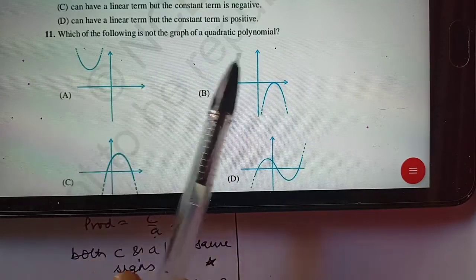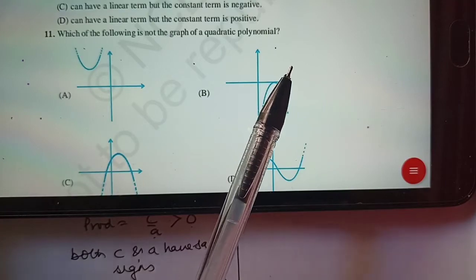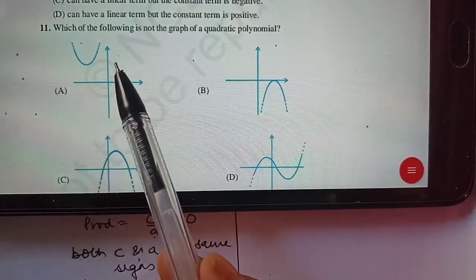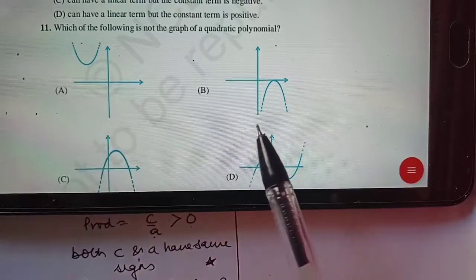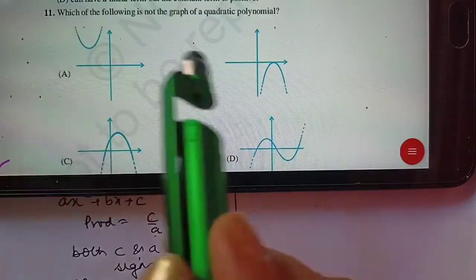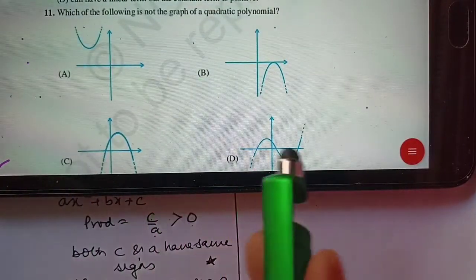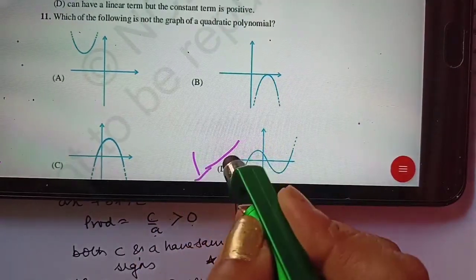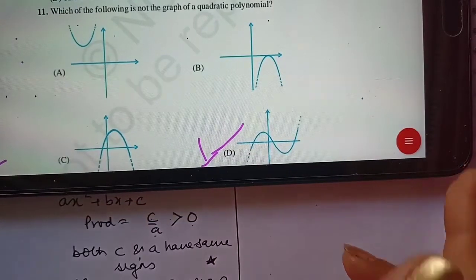Which of the following is not the graph of a quadratic polynomial? So you should know that the graph of a quadratic polynomial is a parabola, which is facing either upwards or downwards, right? So A, B and C, all three are graphs of parabolas. It's only D which is not a graph of a parabola. So D is the right answer.